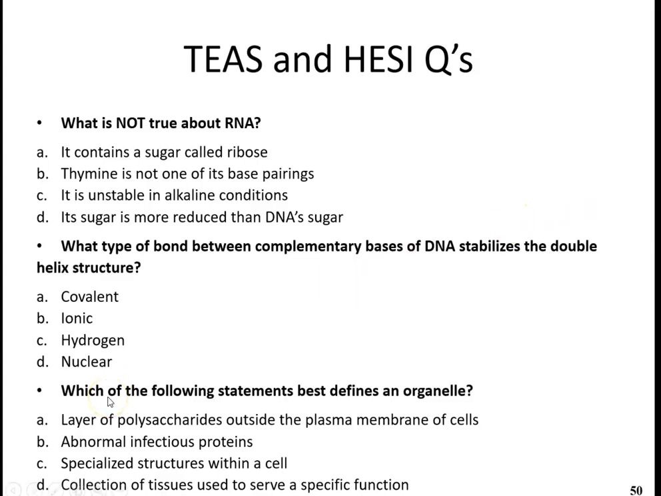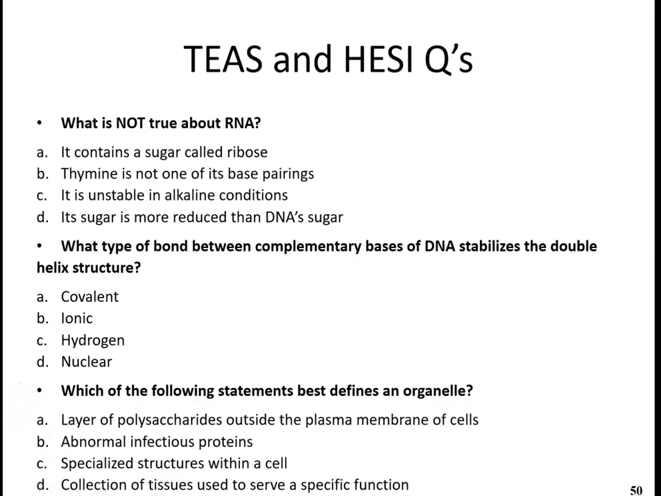Okay, so what is not true about RNA? It contains a sugar called ribose. That's true. Thymine is not one of its base pairings. That's true. RNA uses uracil instead of thymine. It is unstable in alkaline conditions. That is also true. Its sugar is more reduced than DNA's sugar. That is not true, because DNA's sugar is deoxyribose, right? So it's lost oxygen and gained electrons. Therefore, it is more reduced than RNA. So D is the correct answer.